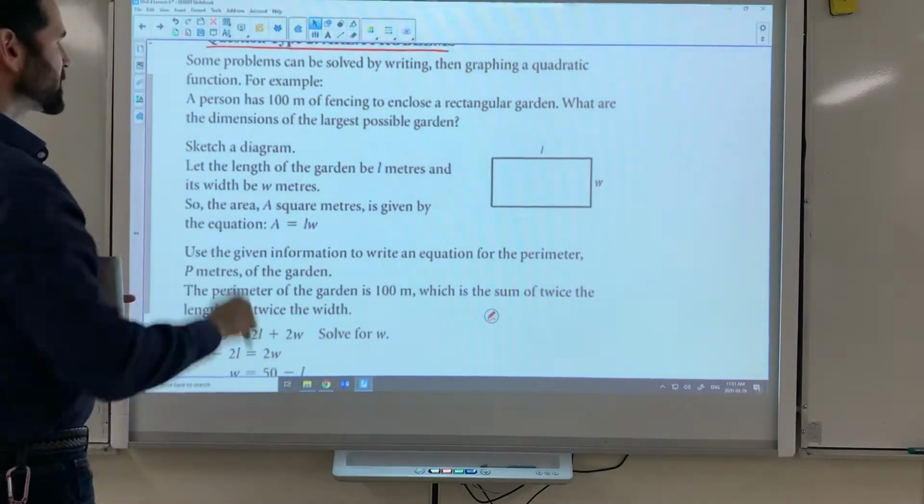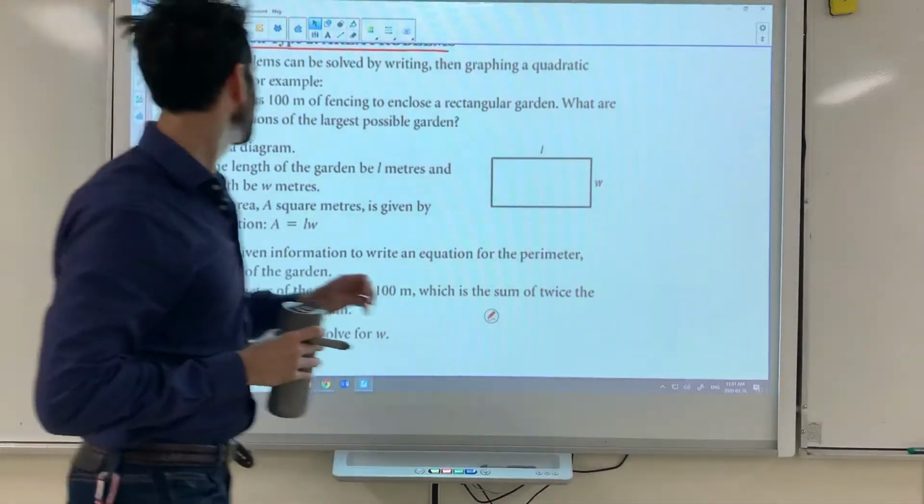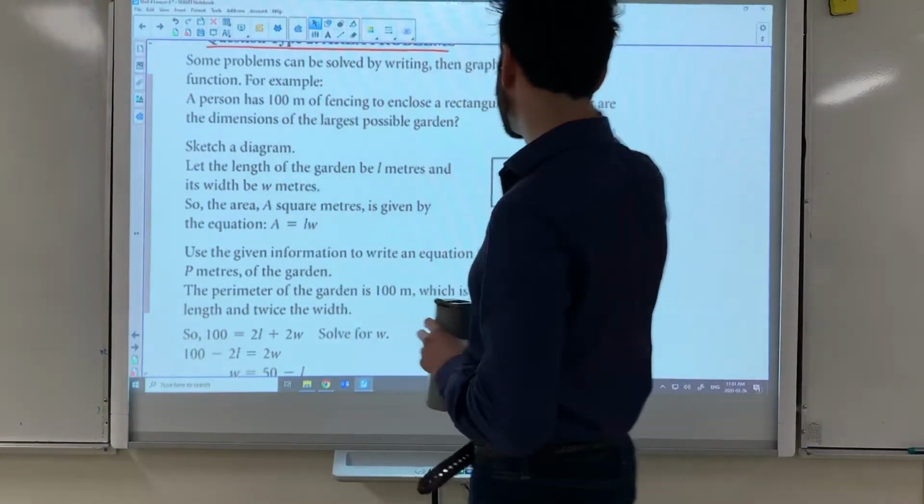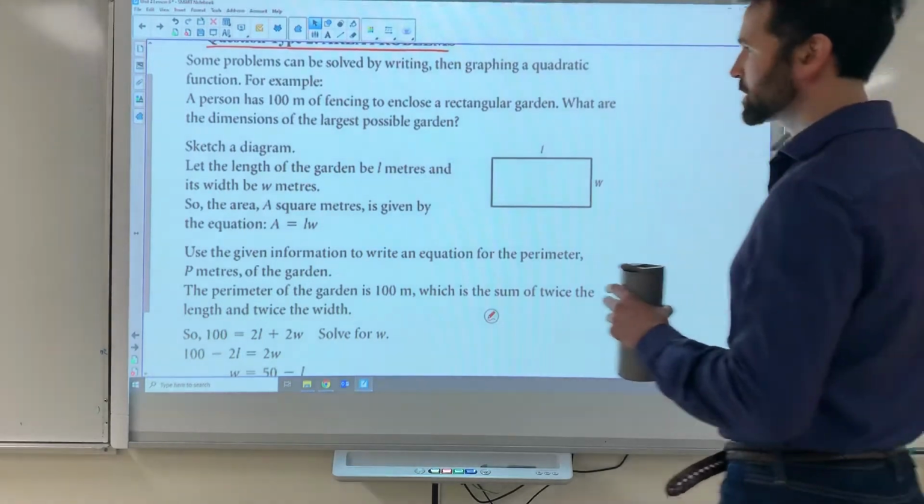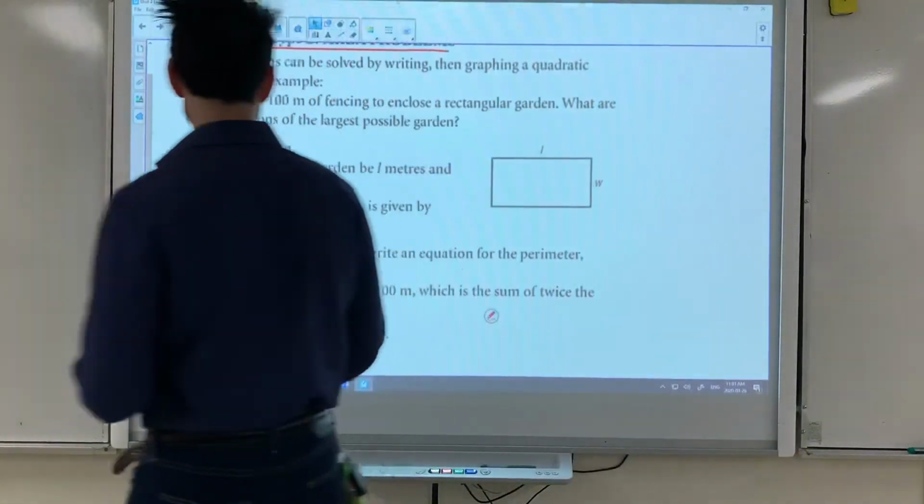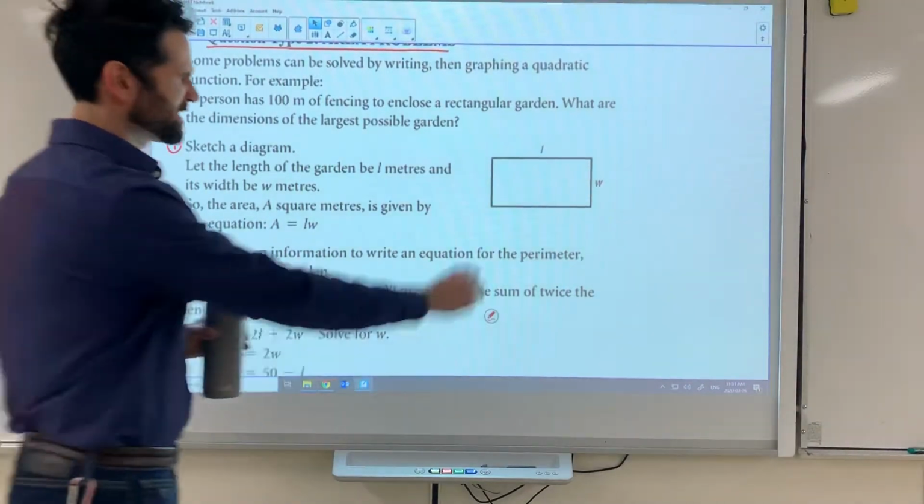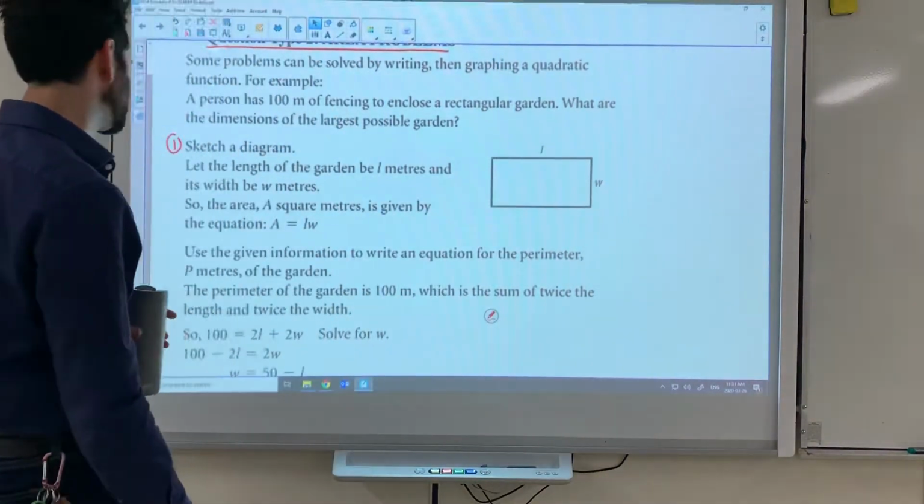Absolutely stunning. So some problems can be solved by writing and then graphing a quadratic equation. So a person has 100 meters of fencing to enclose a rectangular garden. What are the dimensions of the largest possible garden? Well, if you have an area question, I definitely say you should sketch a diagram, even if it's just a crappy square, it will help you out.